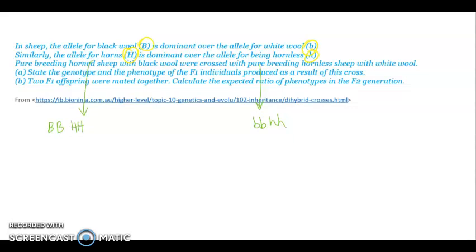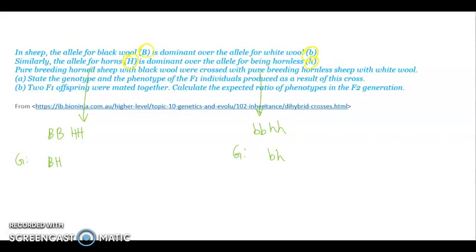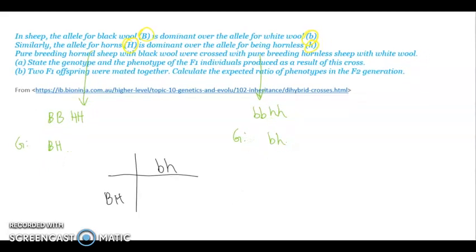Now we need to work out the gametes. I'm going to write G for gametes. So if we use the FOIL method, it's one of those examples where we literally only get BH and bh. Those are the only options we could get. When we're making a Punnett square, we have to make sure that we label the genotypes that are present. So we have big B, little h. Big B, big H. It would probably be easier to like this. And little b, little h. So those are the genotypes that are available.